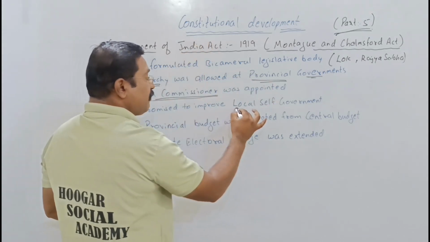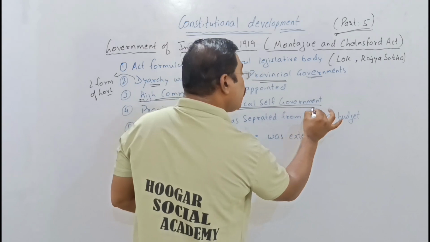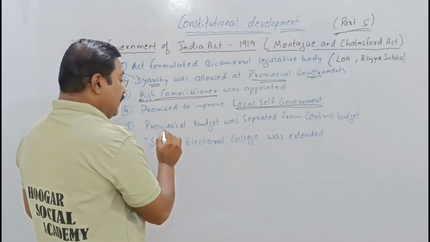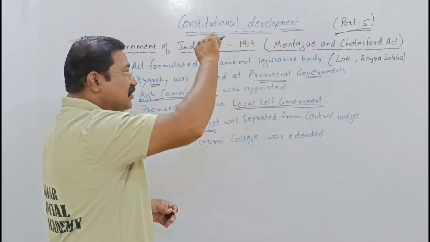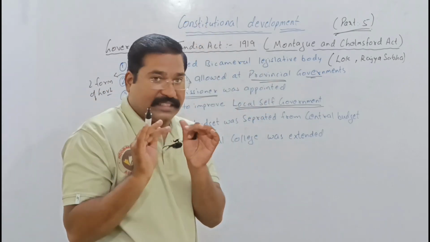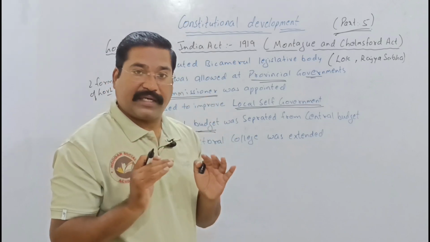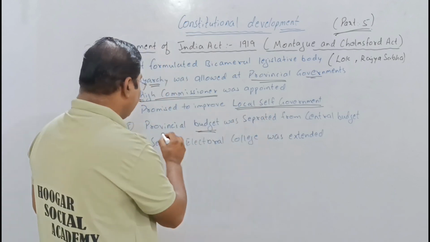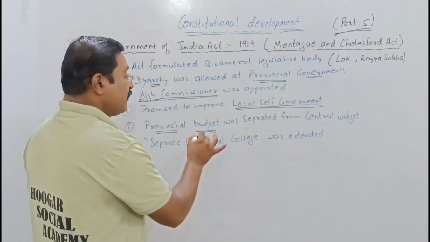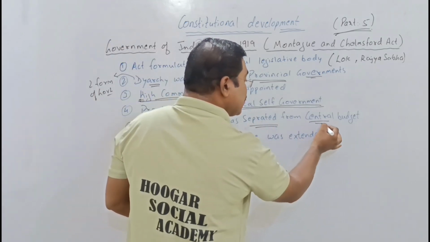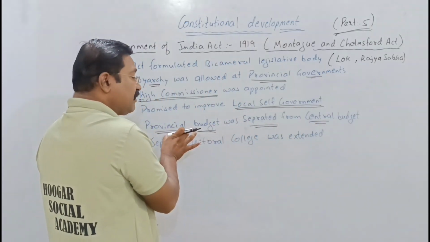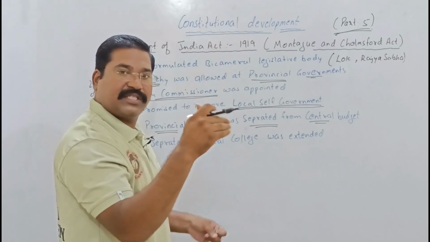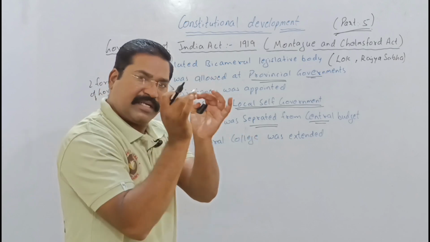Moreover, this act even gave the promise of improvement of which one? Of the local self-government and provincial budget. Now see, in the last topic we studied about the budget, one of the very important things. Now this budget is not only for the central; the budget is even brought for the provincial sector, state level. He is separating. Central budget will be different, provincial budget will be different. This is what we are seeing today also. Central budget is for the whole country, and the state budget is limited only to the state.